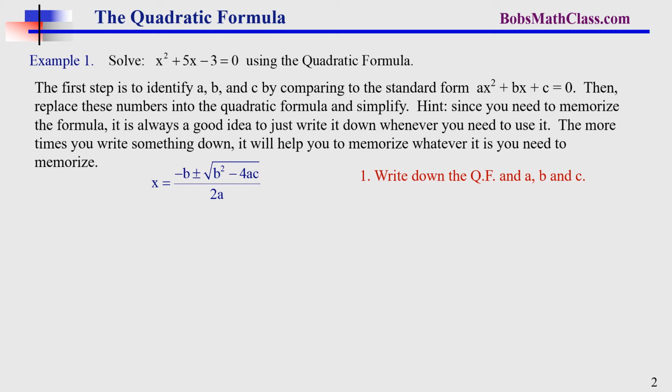Okay, and then a, b, and c. A is the number in front of the x squared. There is no number, so it's a 1. B is a 5, and c is negative 3. Now we're going to substitute a, b, and c into the quadratic formula.